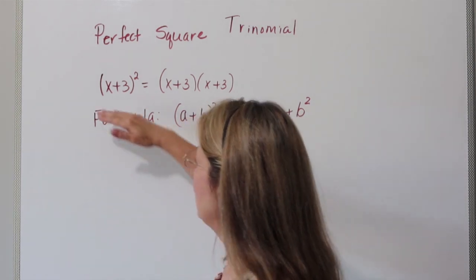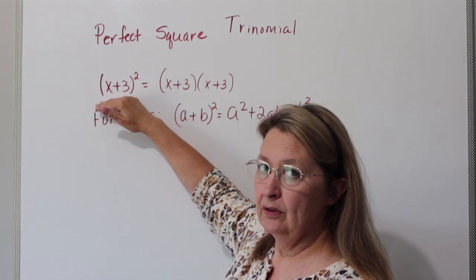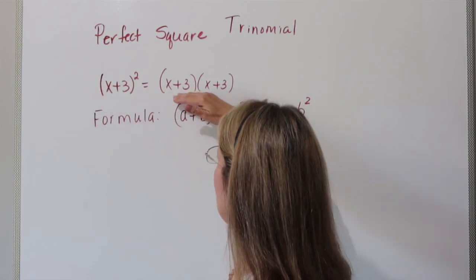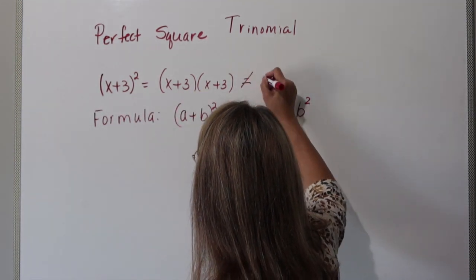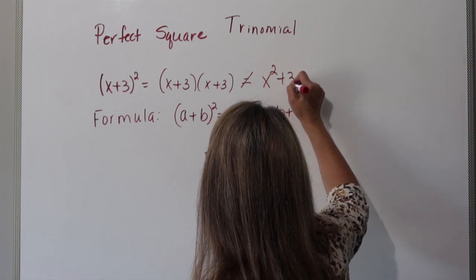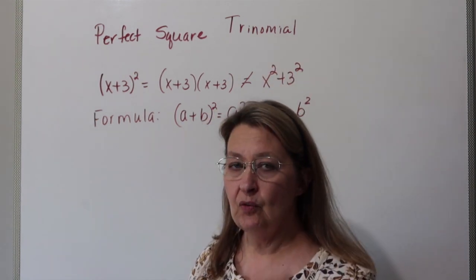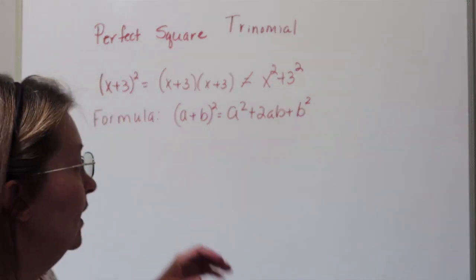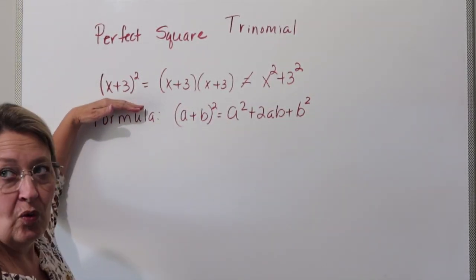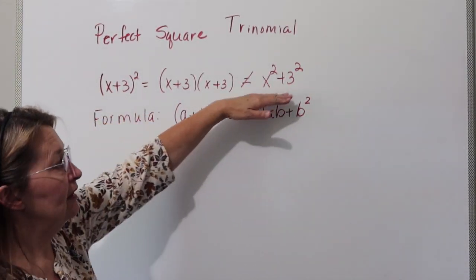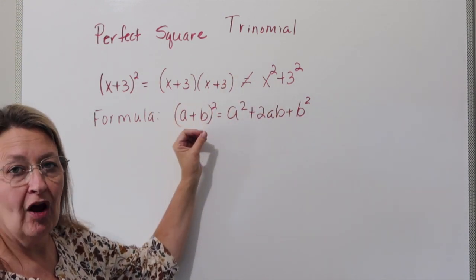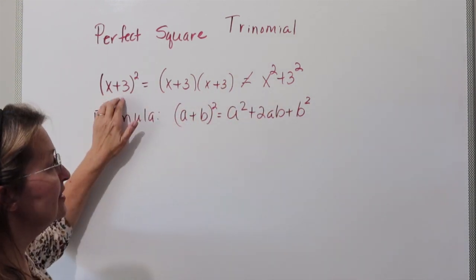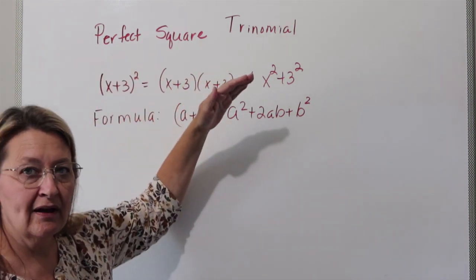So first you need to understand x plus 3 squared expands into x plus 3 times x plus 3. It is not x squared plus 3 squared. So I want you to get that in your head right now. X plus 3 squared is not x squared plus 3 squared. You have to perform the operation that is inside the parentheses before you can do the outside exponent.